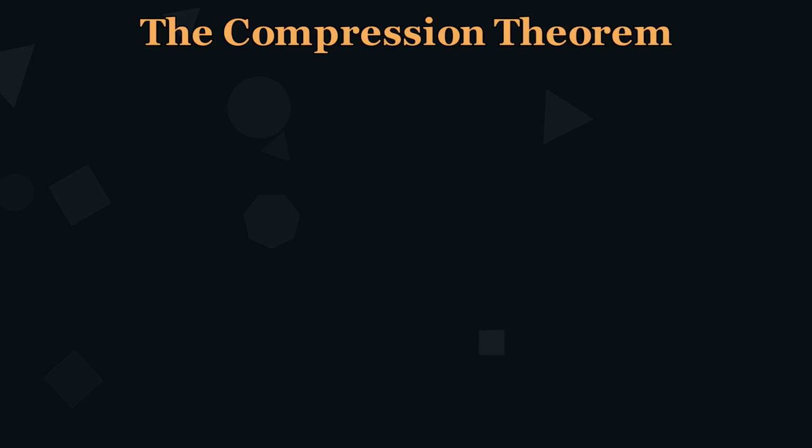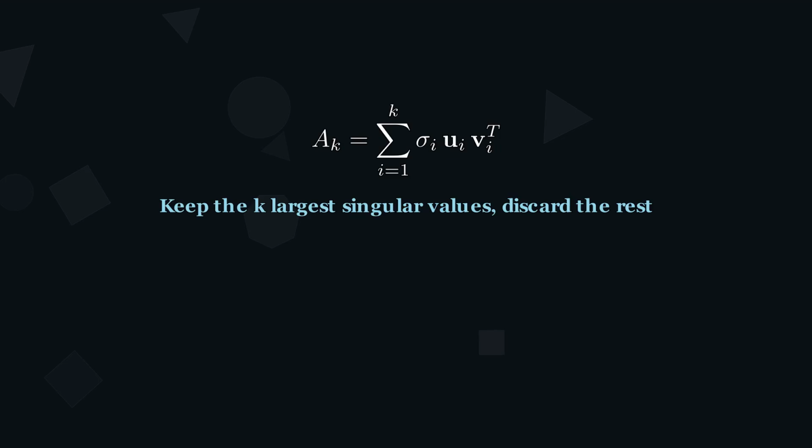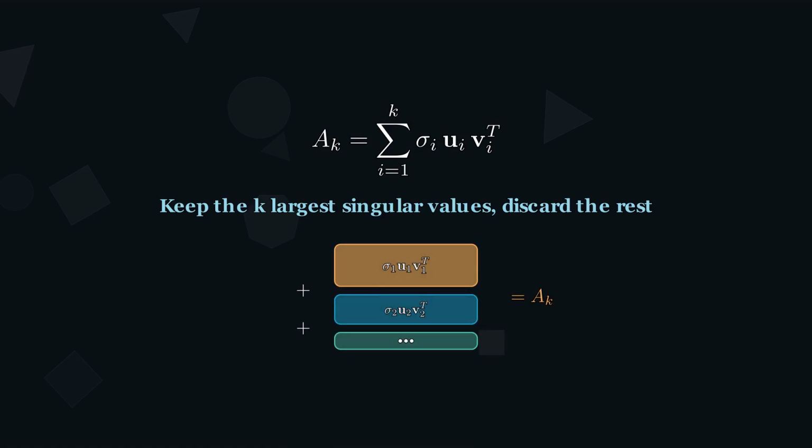Now that we have SVD, we can do something remarkable. Instead of keeping all the pieces, we keep only the k largest singular values and their vectors. Think of it as stacking layers. The first layer, sigma 1 U1 V1 transpose, captures the most important pattern. Each additional layer adds finer detail. But here's the question. Is this the best we can do with k layers?